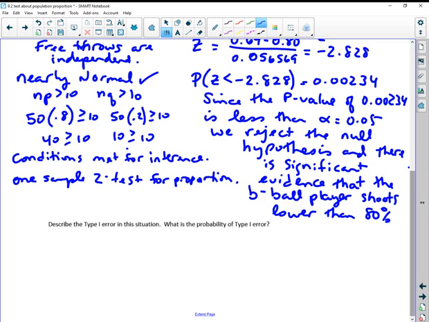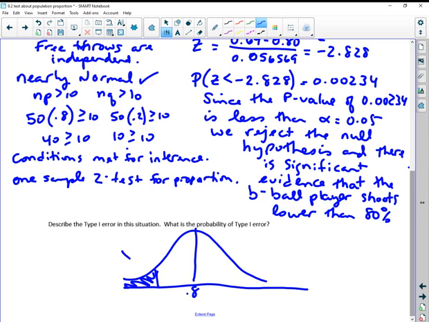Now, describe the type 1 error in this situation. So, if this is his curve, this is all the 0.8 basketball players in the world. They're all on here shooting. This is him shooting as a 0.8 basketball thrower. And really, this area out here, he's still actually part of that curve. He's still really part of that. But that was my alpha. That is my type 1 error.